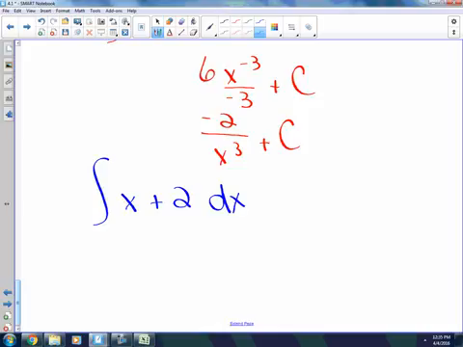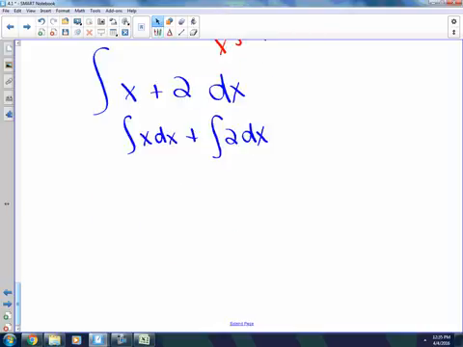If you have multiple things going on in there, so you're adding or subtracting multiple things, well, like everything else, you can split them up. So we can have the integral of x dx plus the integral of 2 dx. We split them up with everything from limits to derivatives. We always treat them individually.